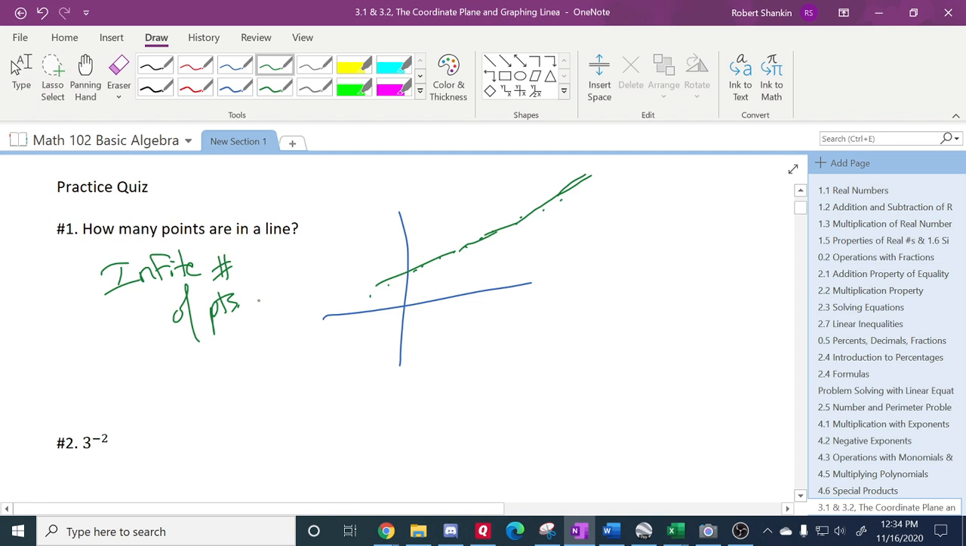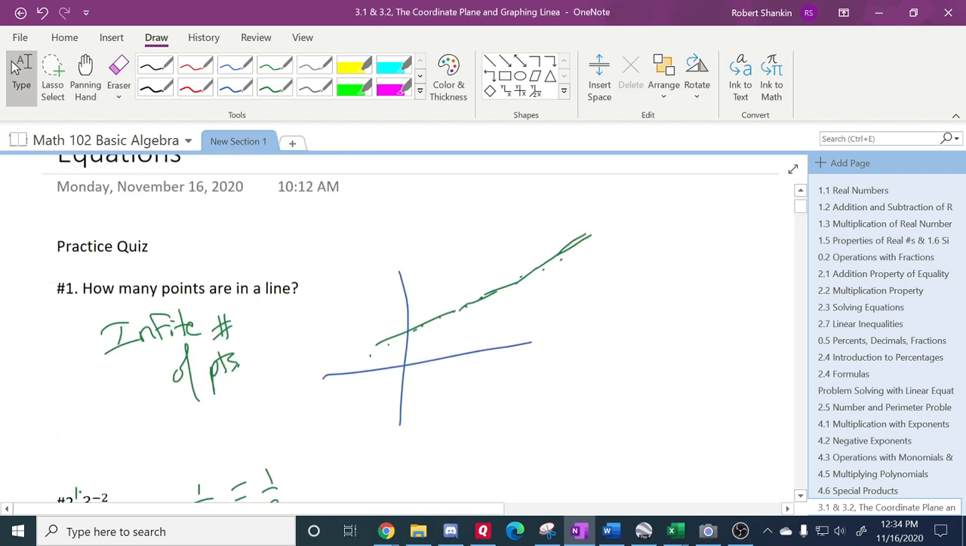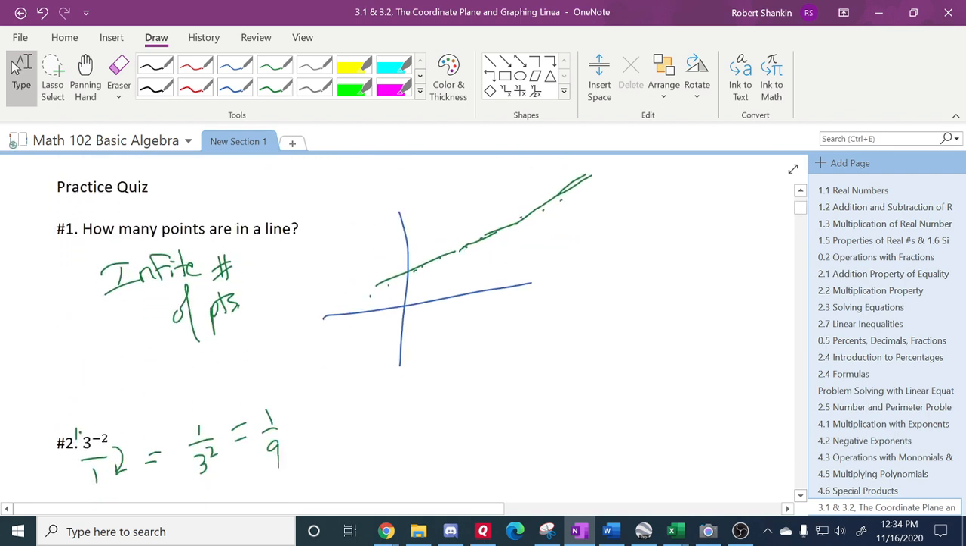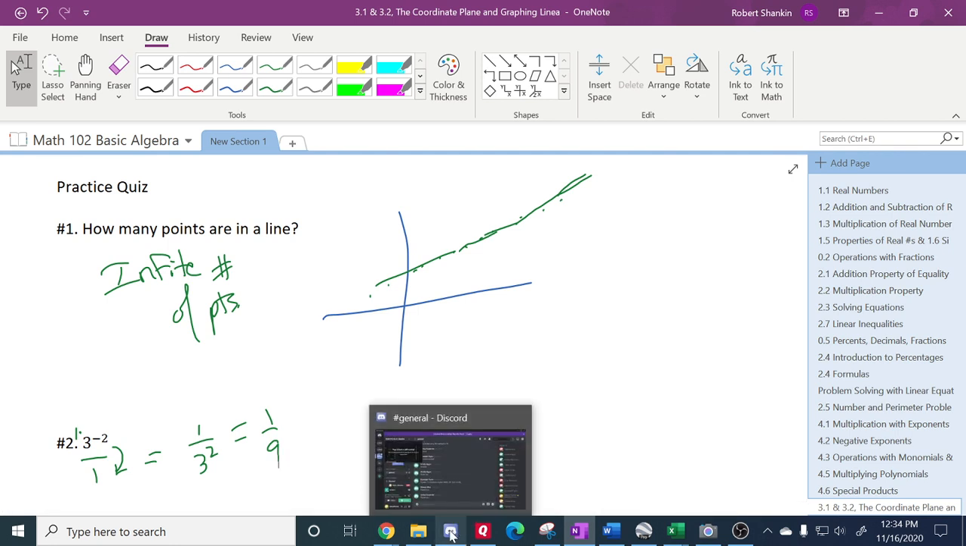Okay, and 3 to the negative 2. If exponents are repeated multiplication, we can think of this as repeated division. This 1 is now being divided by 3 twice, and it's 1/9. Okay, and alright, a little bit of feedback on numbers 1 and 2. And you can go ahead and enter that feedback as soon as you type it in.